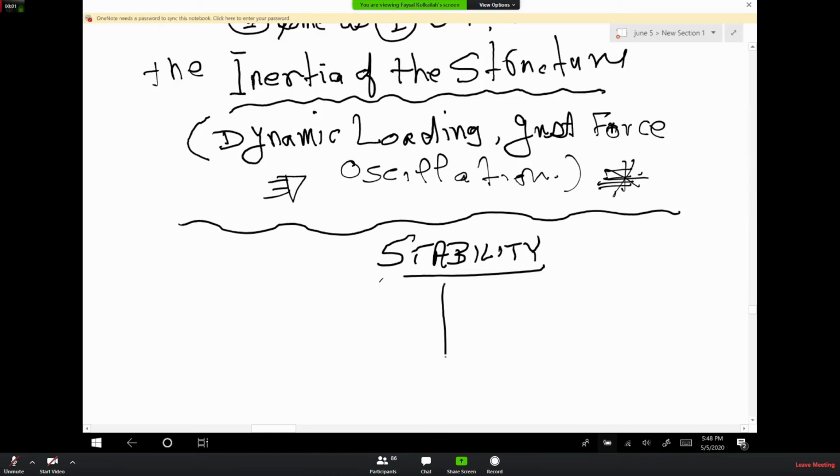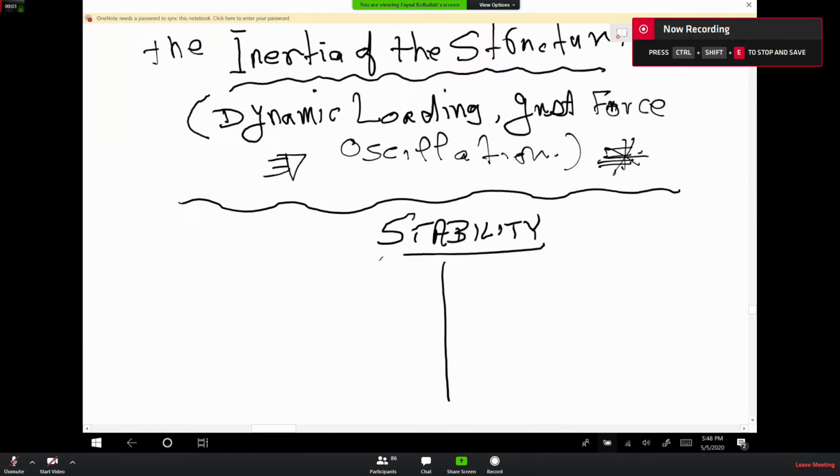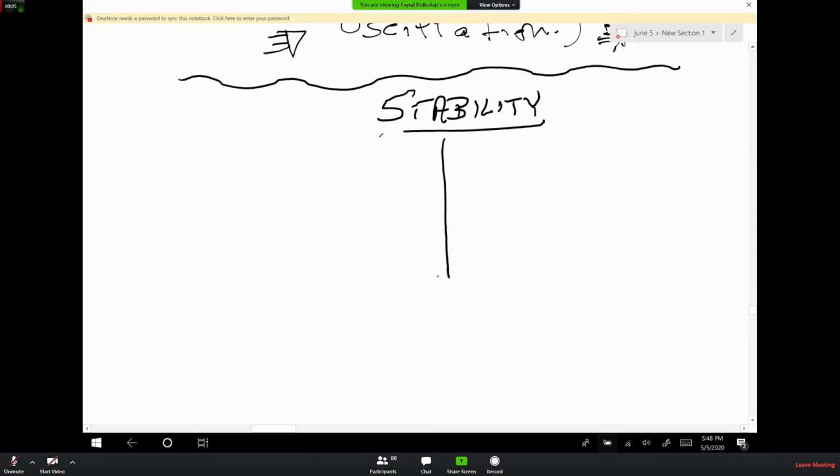We're going to have two different kinds of stability to talk about. One we talk about and leave it, and one we talk about and take it from here. And I'm hoping I can finish that today.